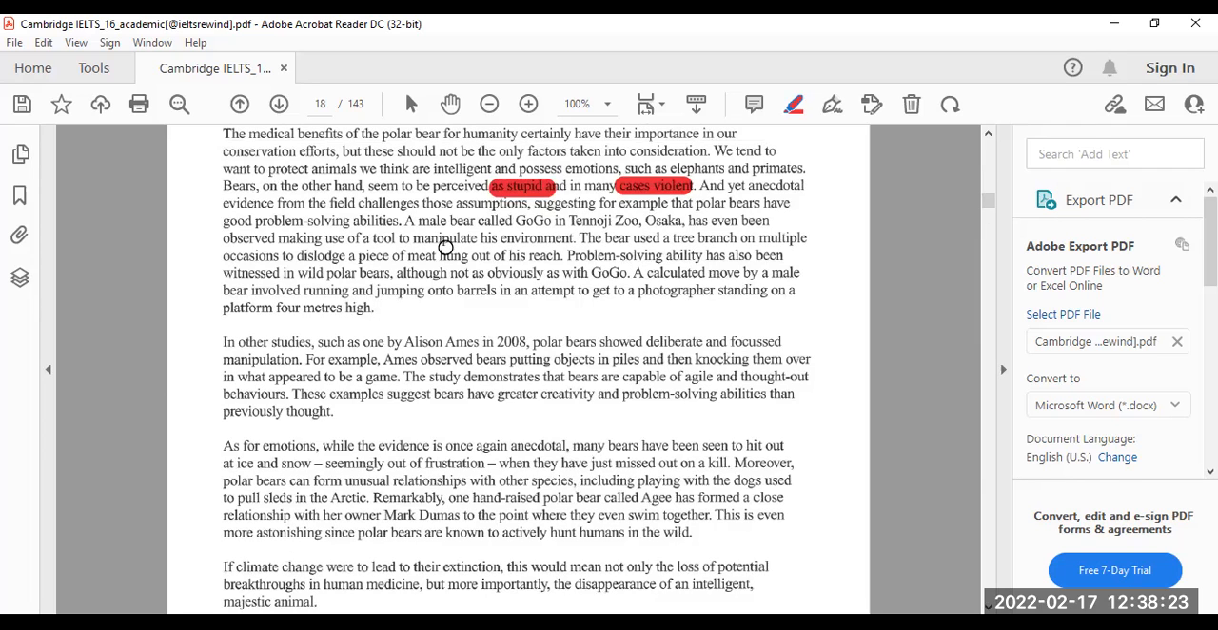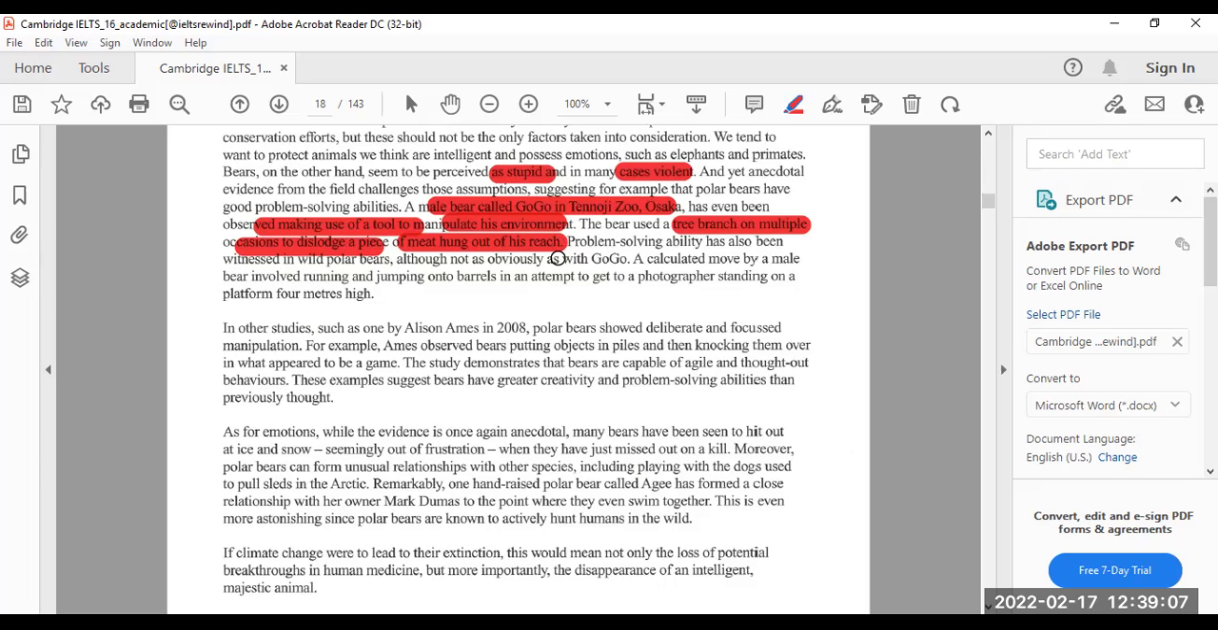Here, in Tennoji Zoo, a male bear called Gogo has been observed making use of a tool to manipulate his environment. The bear used a tree branch on multiple occasions to dislodge a piece of meat hung out of his reach. So when I observe these statements, I am able to understand the bear used a tree branch as a tool. Why is it used? It was used to dislodge the piece of meat hung out of his reach.